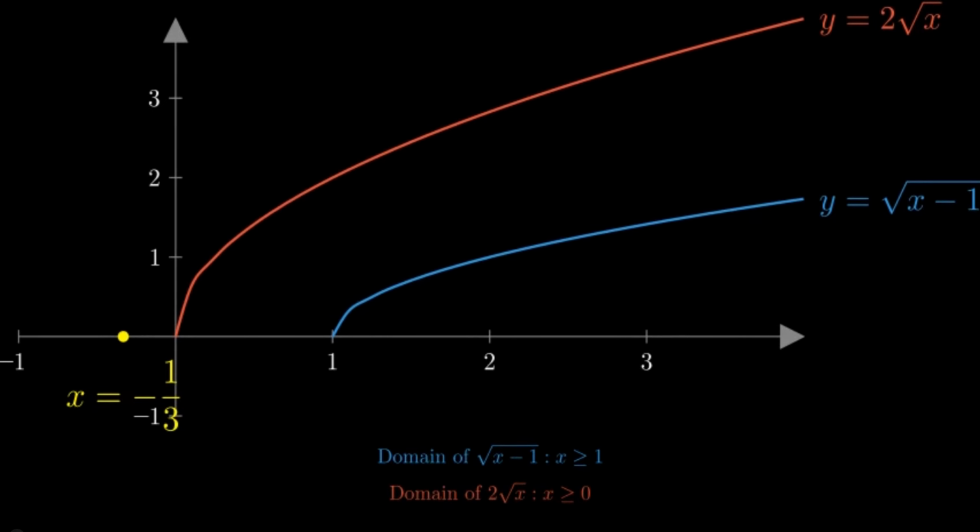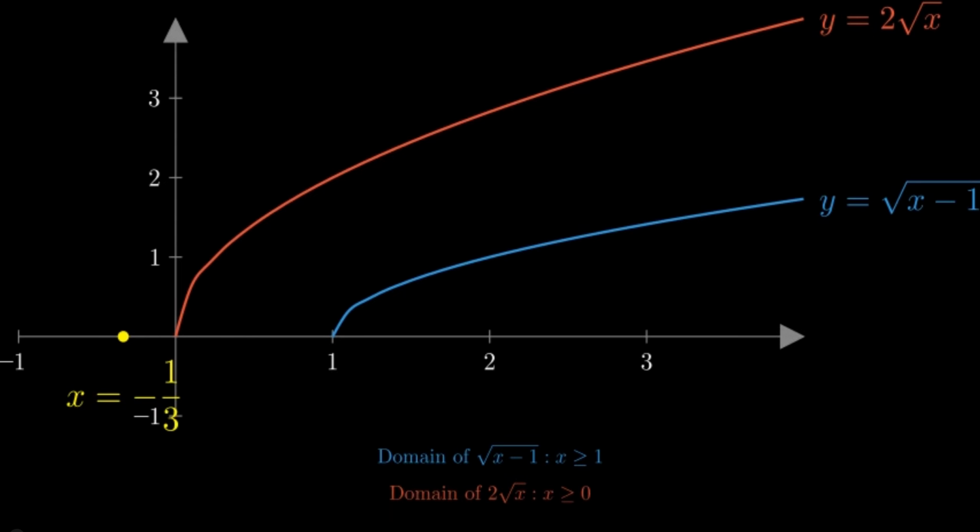These functions are only defined for certain domains. The blue function requires x minus 1 to be greater than or equal to 0, which means x must be greater than or equal to 1. The red function requires x to be greater than or equal to 0. So neither function is even defined at x equals -1/3.